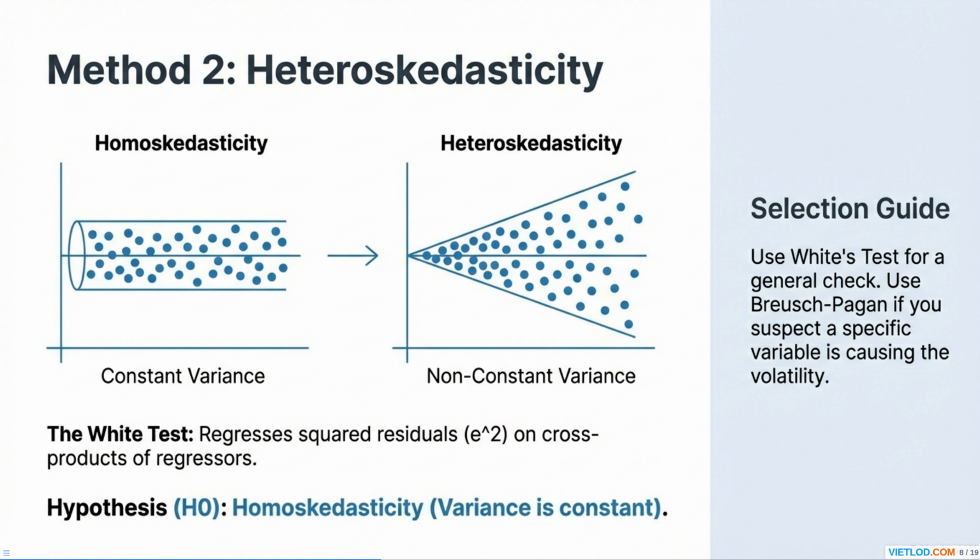After checking for correlation in errors over time, we must also check the consistency of their variance. Let's move on to heteroskedasticity.